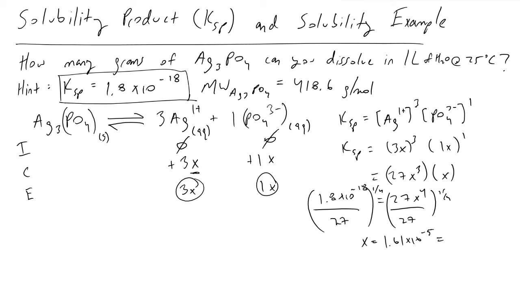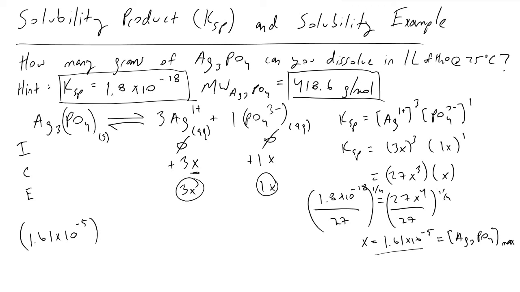And intuitively, I think of this as the maximum concentration of silver phosphate that can be dissolved before we realize a precipitate. Now, with this value, if we wanted to determine how many grams of silver phosphate we can have in 1 liter of water, what we'll do is we'll just multiply 1.61 times 10 to the -5, which is the number of moles you'll have in 1 liter. So I'll just keep track of units.